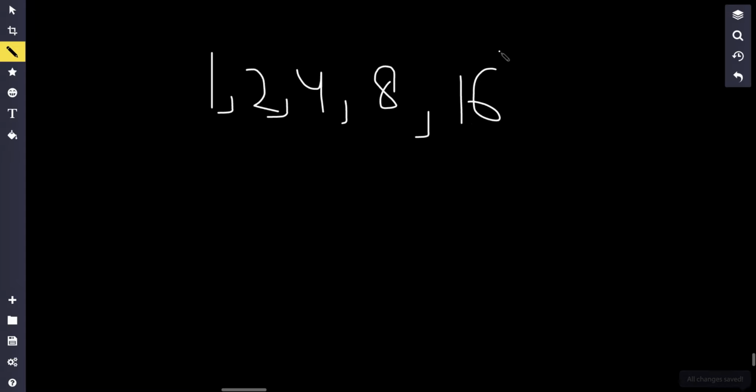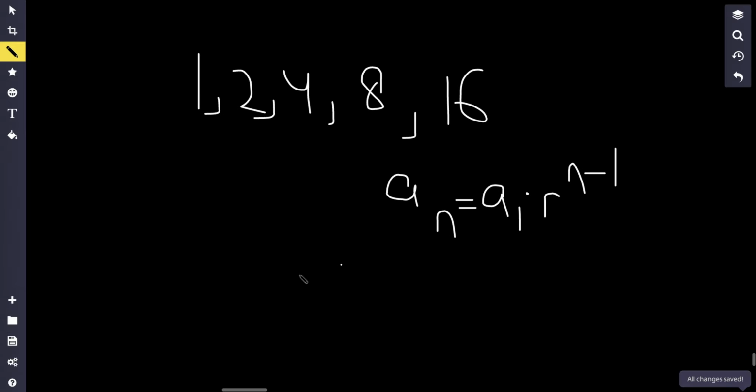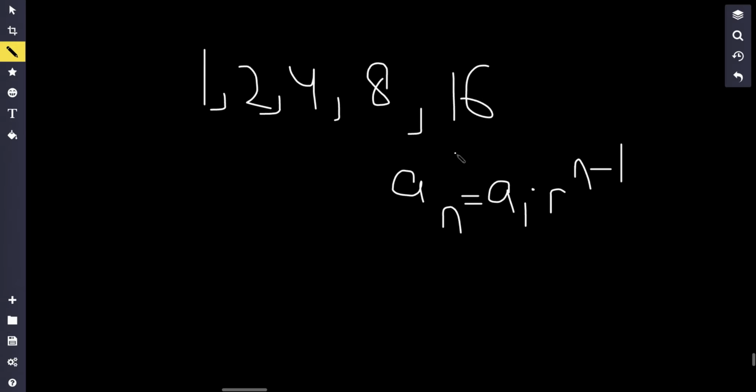Let's say we have 1, 2, 4, 8, 16. This right over here is a geometric sequence. And if you want to write this geometric sequence explicitly, the formula is a sub n equals a sub 1 times r to the n minus 1 power. So this is for a geometric sequence.